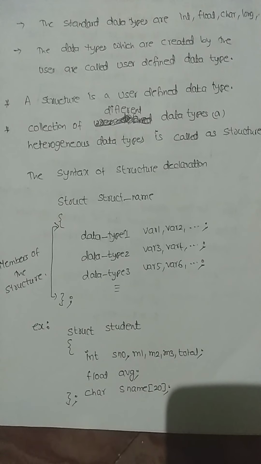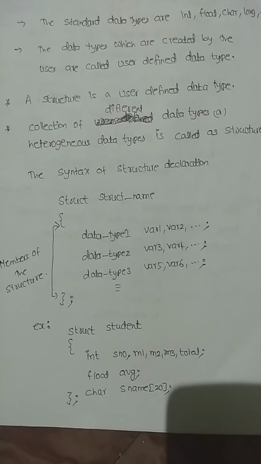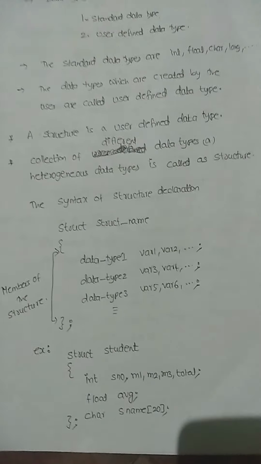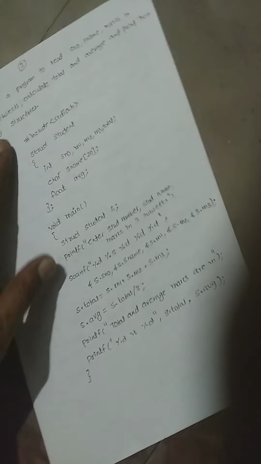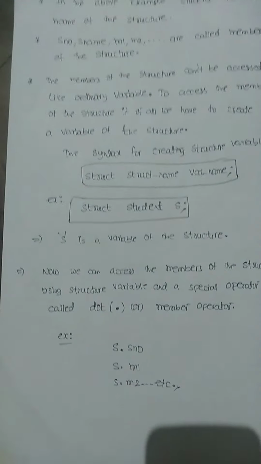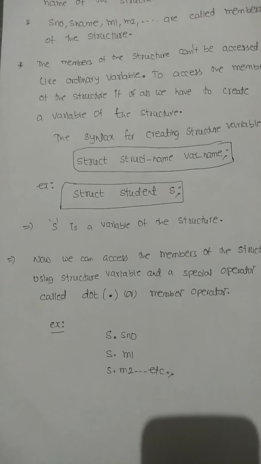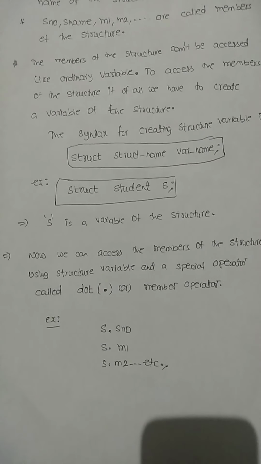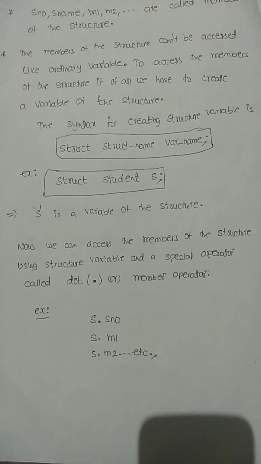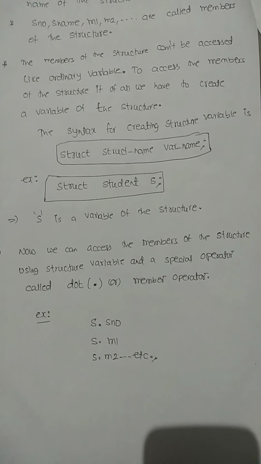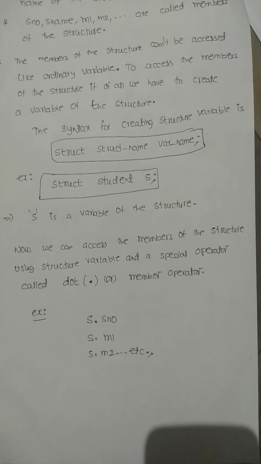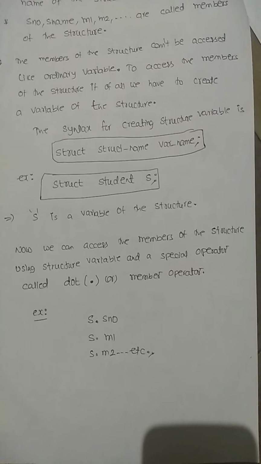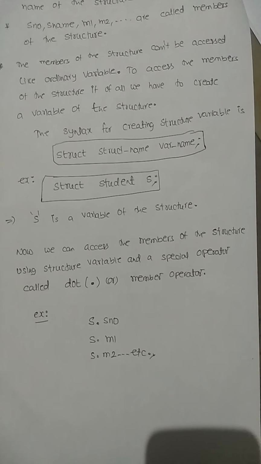Now, how to access these members? This is very important. We cannot access the members like ordinary variables. For example, if we have int a, whenever I want to read it, we will say scanf %d ampersand a. But the members of the structures cannot be read directly. That is, we cannot say scanf %d ampersand of SNO. That is wrong. Then how to access these particular members?